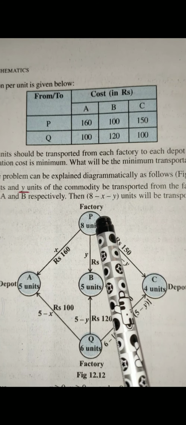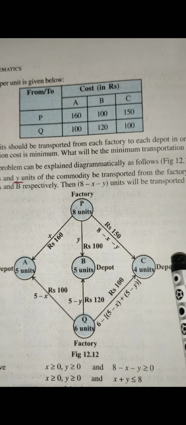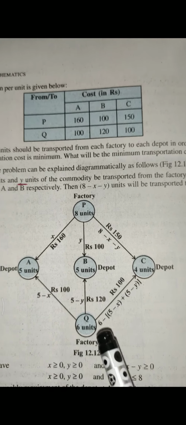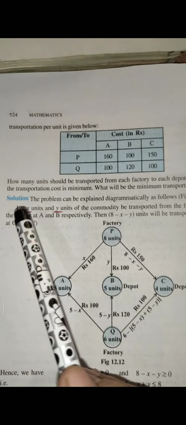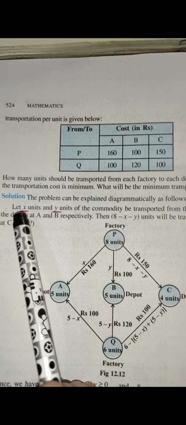The total production from factory P is 8 units. X and Y units we have already supplied. So how many units are left? 8 minus X plus Y. 8 minus X plus Y. So 8 minus X minus Y. So what is the first step in the transportation problem? Draw this ray diagram. With that it will be very easy. Then according to the exam requirement, we have to decide the variables and write them down.